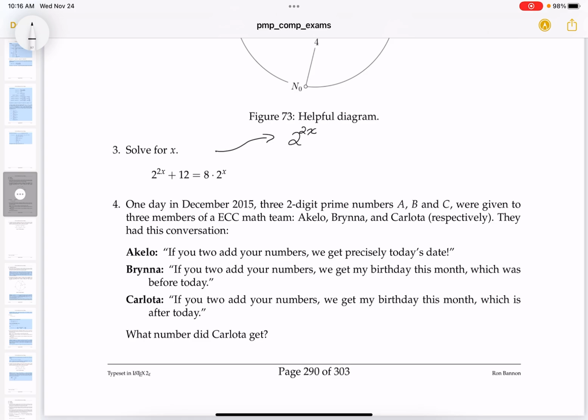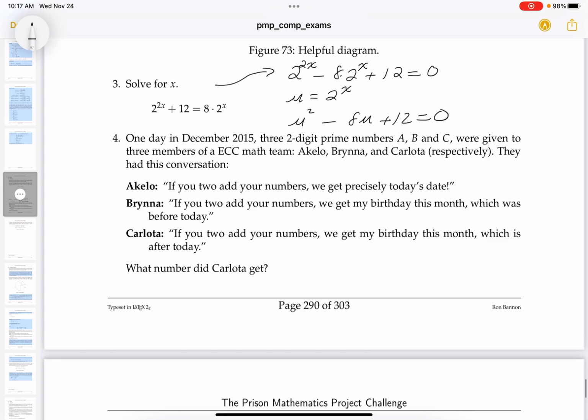2 to the 2x minus 8 times 2 to the x plus 12 is equal to 0. And to make it look quadratic, I'd say u is equal to 2 to the x. And then you'd get u squared minus 8u plus 12 equals 0. And then I try to factor it, right?